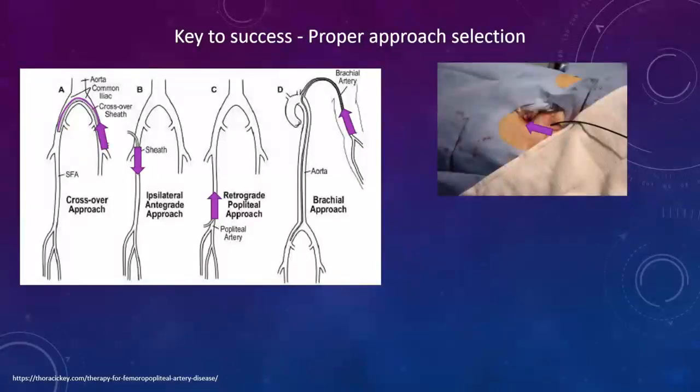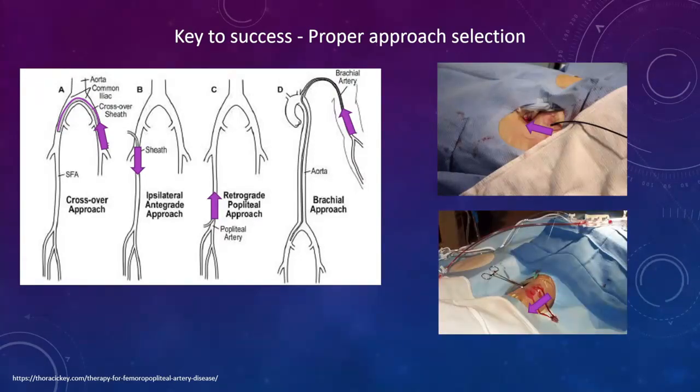The key to success is the proper approach selection. Usually we are using the crossover approach from the contralateral side, but in specific cases when we would like to have more control over the case, we are using the antegrade approach or even retrograde approach from the transpopliteal, transdorsal axis, or even from the brachial artery or the radial axis.